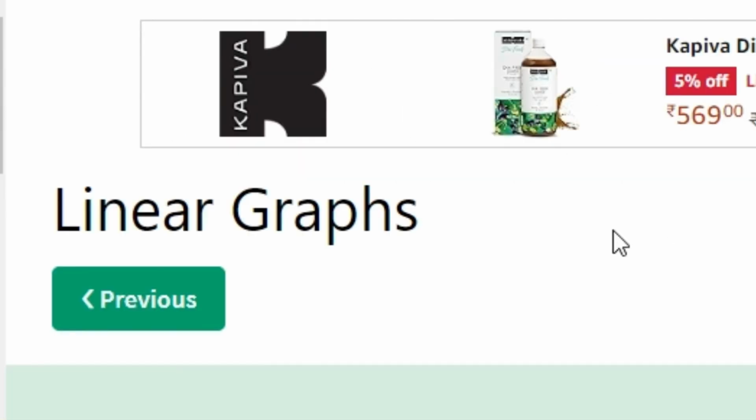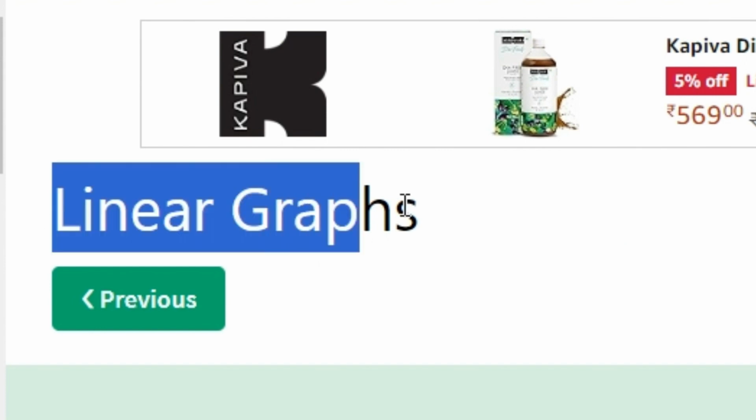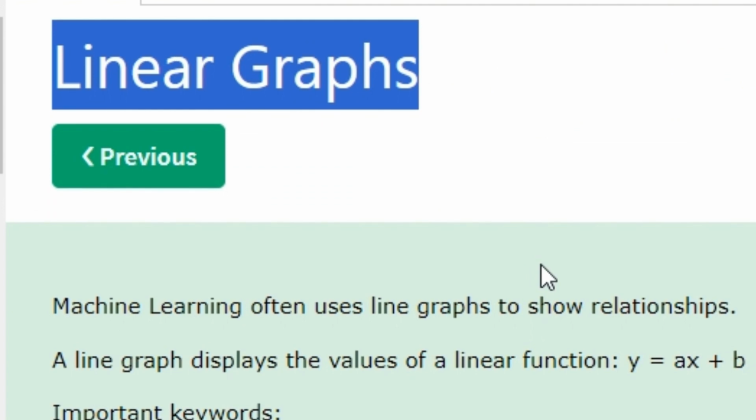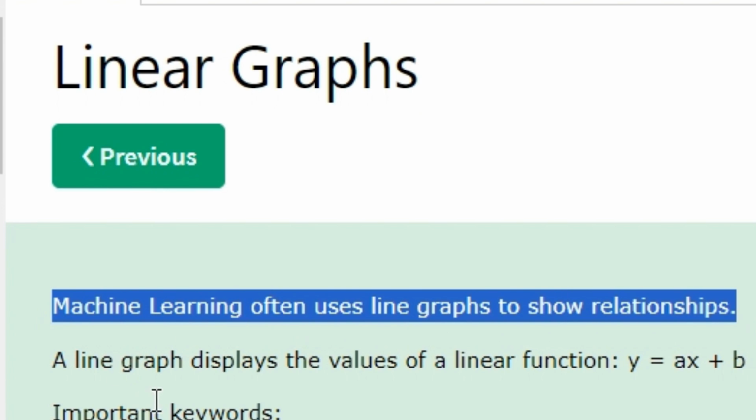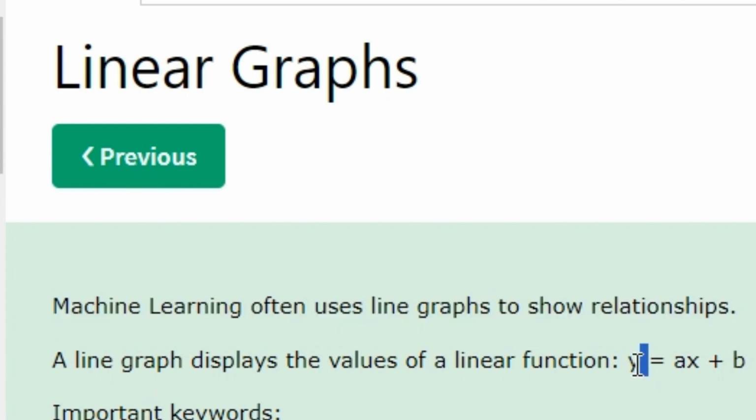We discussed a few examples of machine learning. Now we will go one step deeper. This discussion will be a little bit technical. So the first topic is linear graphs. Linear graphs are very important when it comes to machine learning. Machine learning often uses linear graphs to show relationships. So the linear graph is used to show the relationship between these two variables.